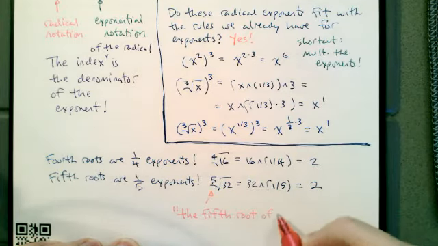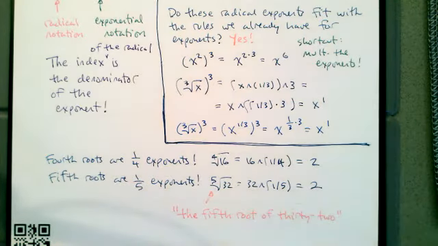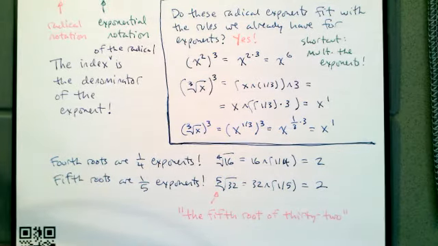Of 32. That is the fifth root. Fourth root. We could also say third root and second root, but that's weird. We say cube and square for those. But you want to make sure that you read the symbols correctly. Pronounce that the 5th root of 32, the 4th root of 16.